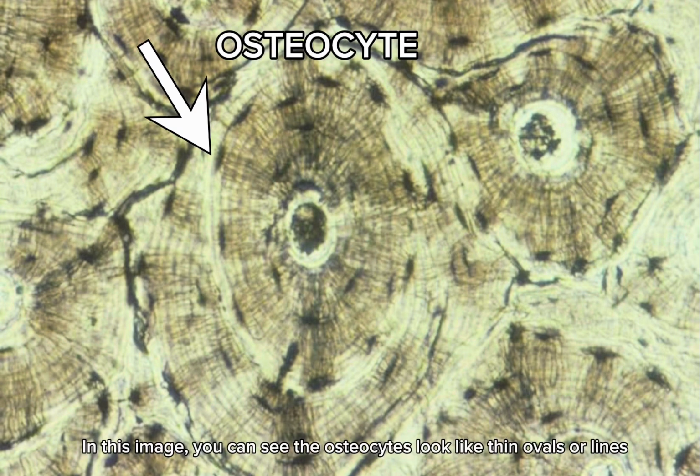In this image, you can see the osteocytes look like thin ovals or lines. The function of osteocytes is to maintain bone homeostasis by regulating the formation of new bone.